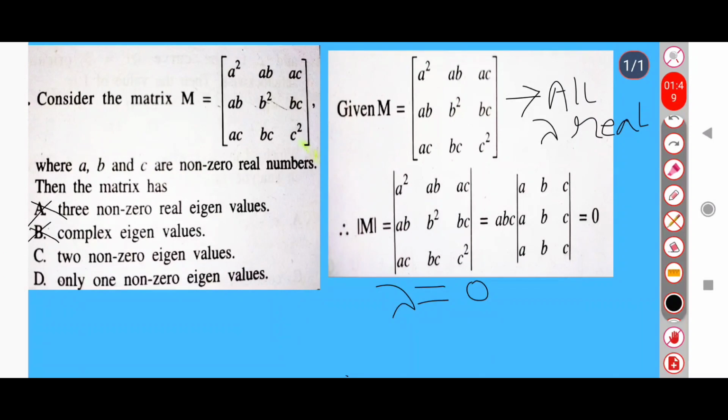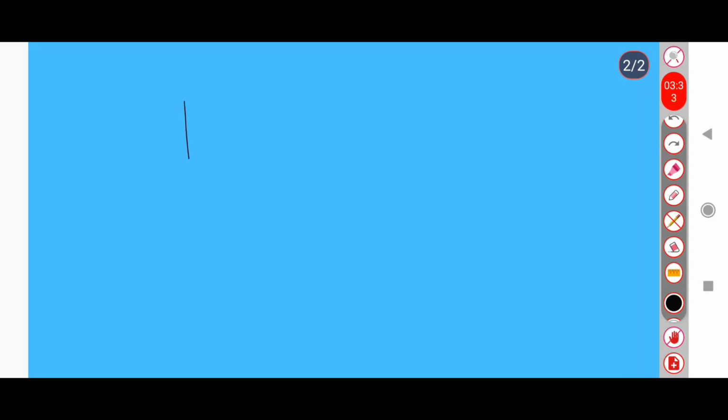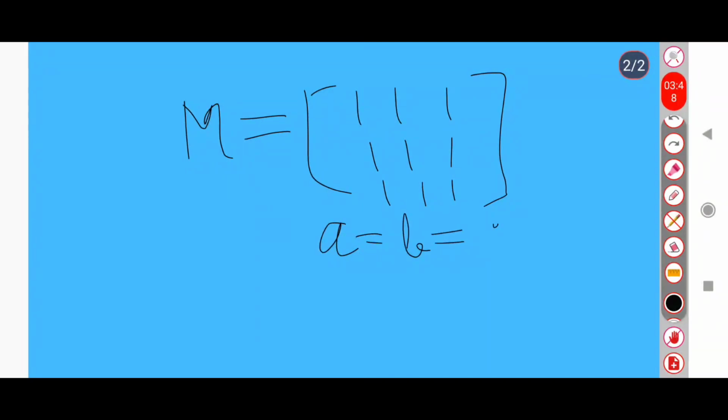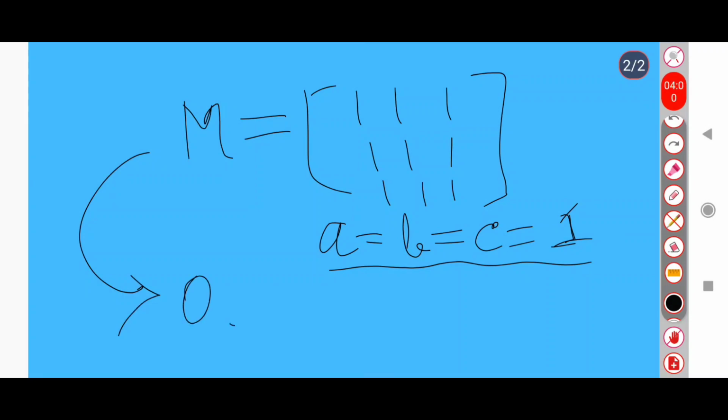Option C, 2 non-zero eigenvalues. If we take M equal to the matrix of all 1s, we can take this because if we take A equal to B equal to C equal to 1, then we get this matrix. We can take A, B, C as 1 because A, B, C are non-zero real numbers. So the eigenvalues of this matrix are 0, 0, 3 because the row sum is 3.